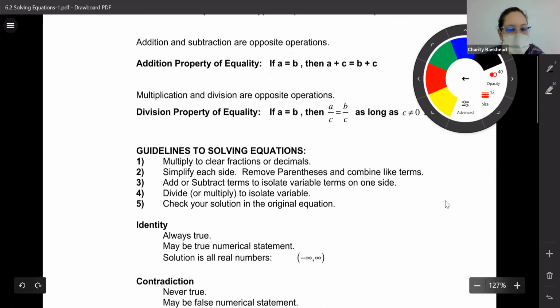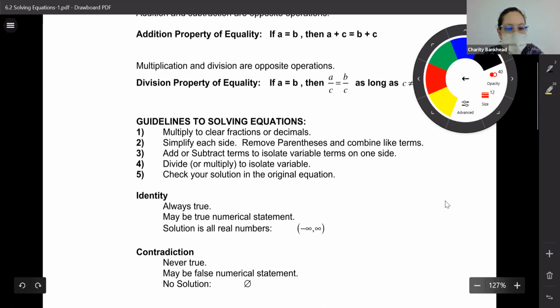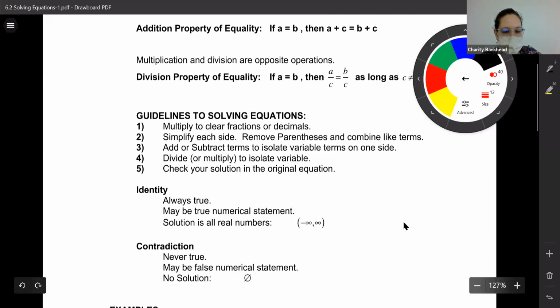Here are some steps to solving equations. If you have fractions or decimals, you can multiply across the whole equation to clear them away. You always want to simplify each side, so that could be distributing, combining like terms. And then you can add or subtract the same number on both sides. You can divide or multiply on both sides. And you can check your solution by plugging it back in.